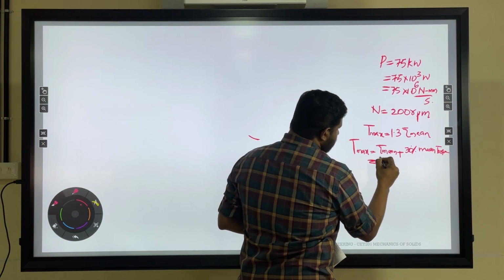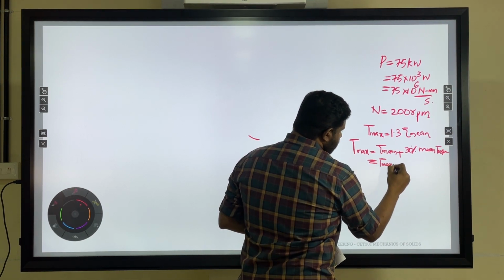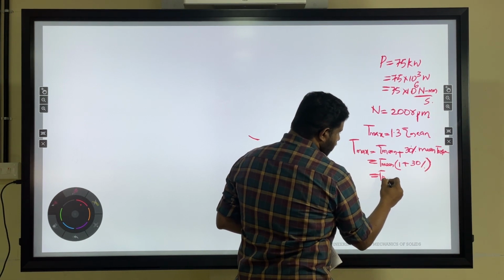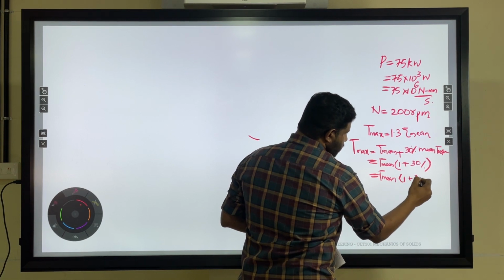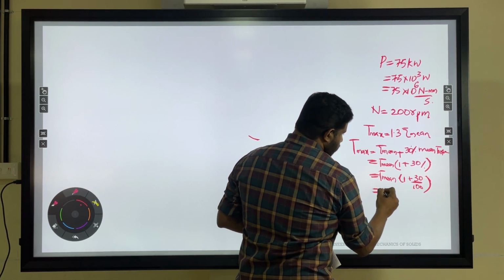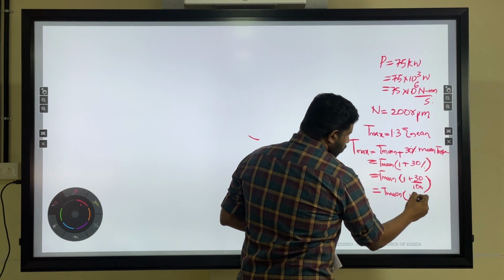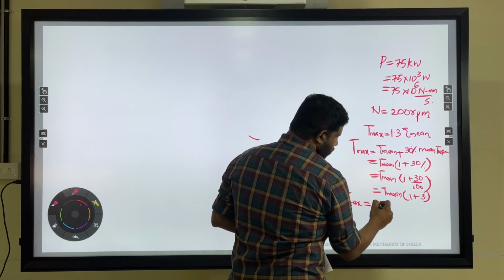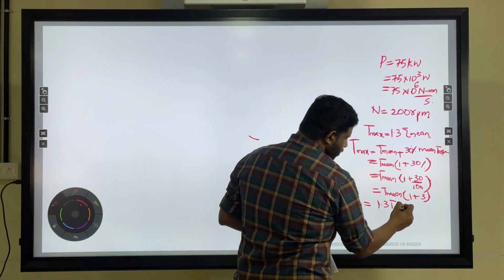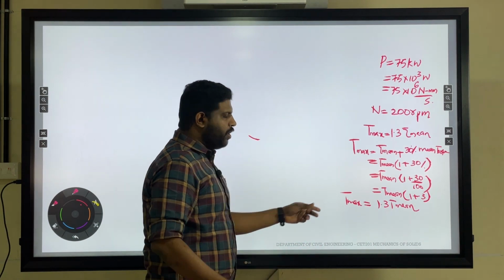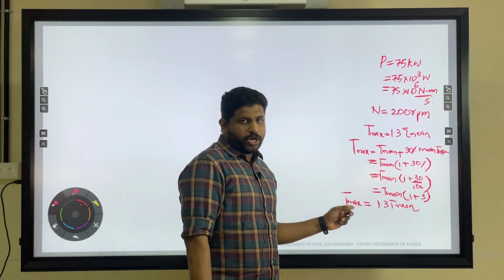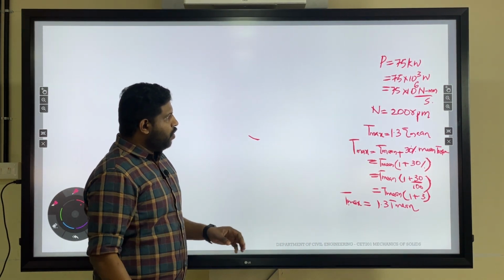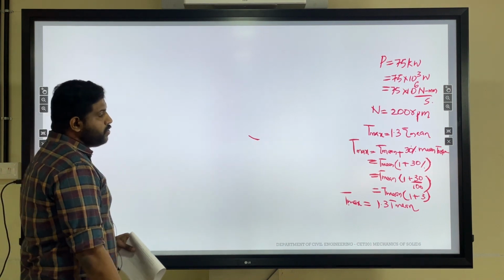Okay, so when you take T mean outside, you can have 1 plus 30%. So T max is equal to T mean into 1 plus 30 by 100. So it becomes 1 plus 0.3. So you will be having the condition T max is equal to 1.3 T mean. So this is the condition we have to use here. The maximum torque that has to be transmitted is T maximum is equal to 1.3 times T mean. So for calculating this, we have to use the torsional equation.